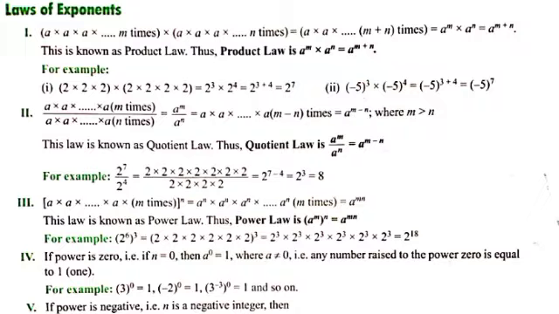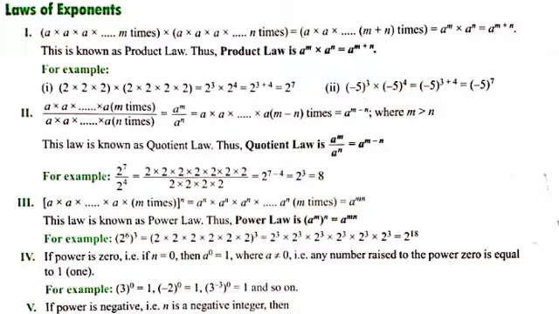For example, if in one set of multiplication we have 3 twos, and in another 4, we multiply it as 2 power 3 into 2 power 4, which is equal to 2 power 3 plus 4, which is equal to 2 power 7. Minus 5 power 3 into minus 5 power 4 is equal to minus 5 power 3 plus 4, which is minus 5 power 7. This is the product law.